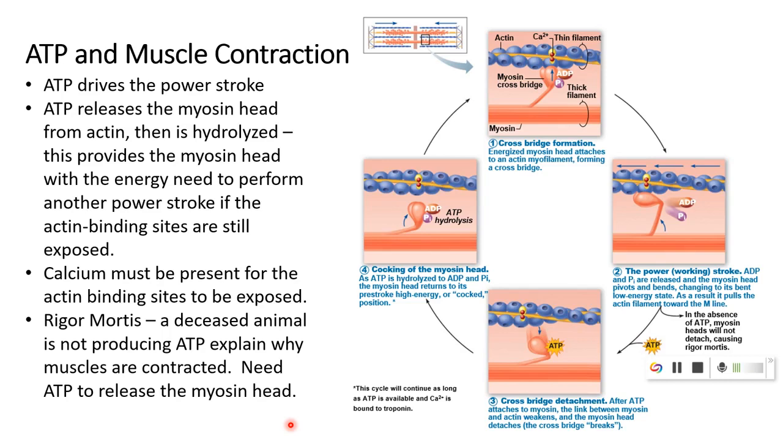With Chapter 10, we have some added content. Recall this cycle involving ATP and muscle contraction. You can go through that cycle in a previous video. However, this cycle tells us that the myosin head cannot detach from actin without ATP.